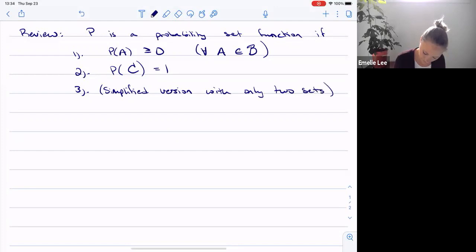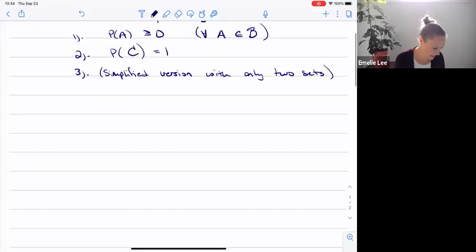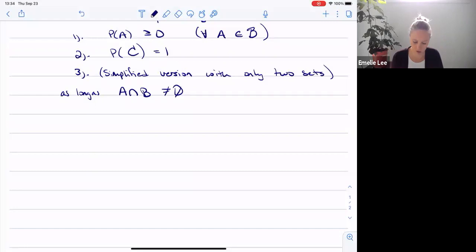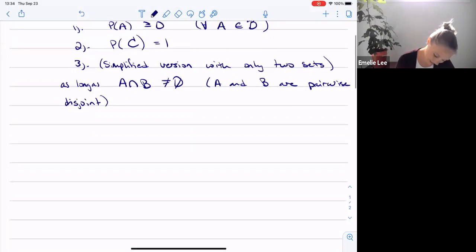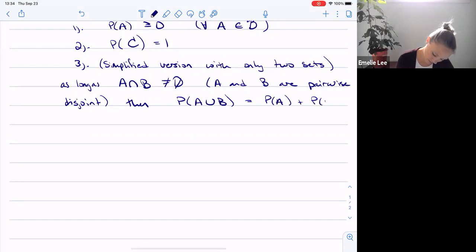Okay, so it says that as long as A intersect B is the empty set, which means they're pairwise disjoint, A and B are pairwise disjoint, right? Then the probability of A or B is the probability of A plus the probability of B.